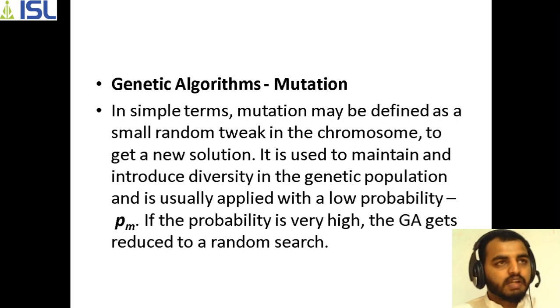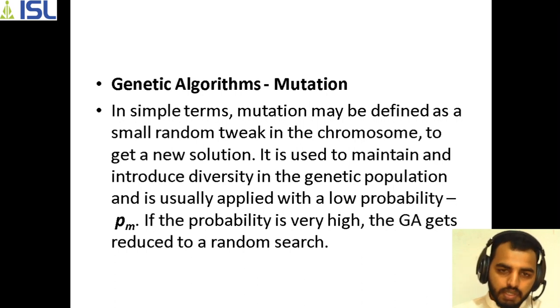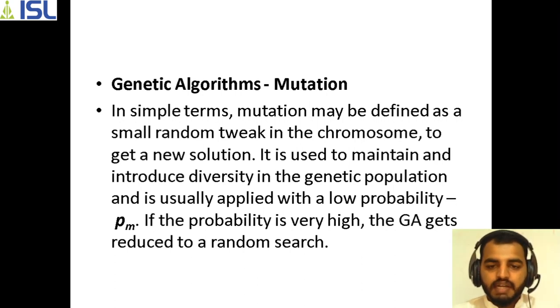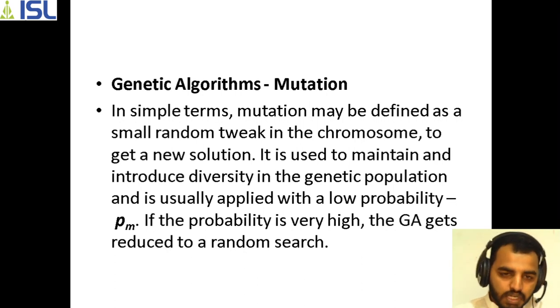Then the next one is with reference to mutation. In simple terms, mutation may be defined as a small random tweak in a chromosome to get a new solution. It is used to maintain and introduce diversity in the genetic population and is usually applied with a low probability. If the probability is very high, the genetic algorithm gets reduced to a random search.